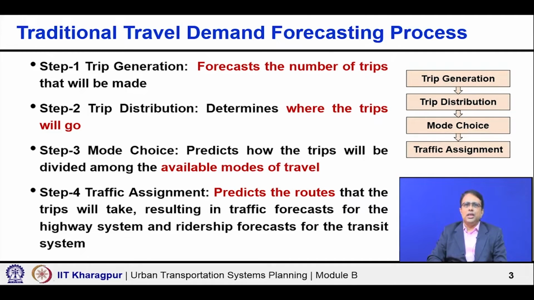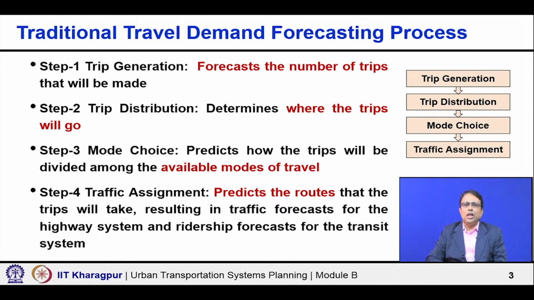Then in the next step, called trip distribution, we try to get the answer to this: if 100 or 1000 trips are getting generated in one area, where are these trips going? Because every trip which is generated must be going somewhere. There is a destination for the trip. So, how are the trips getting distributed?